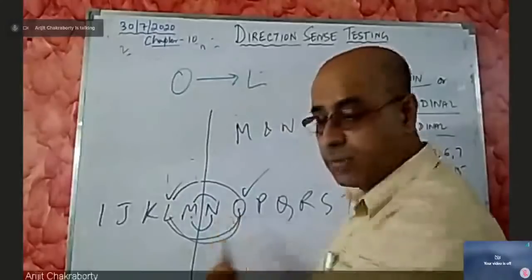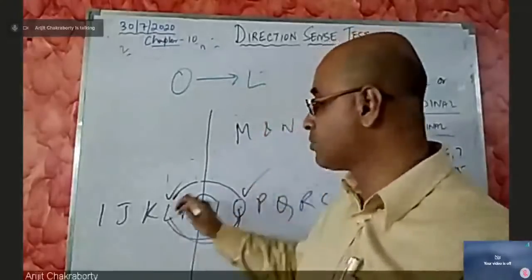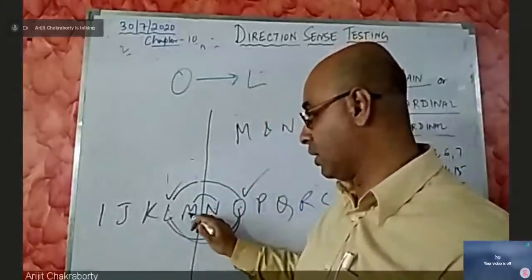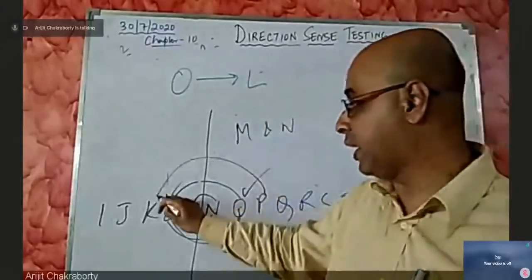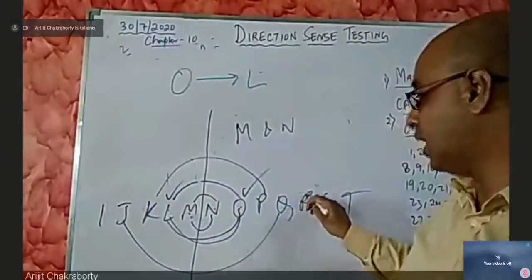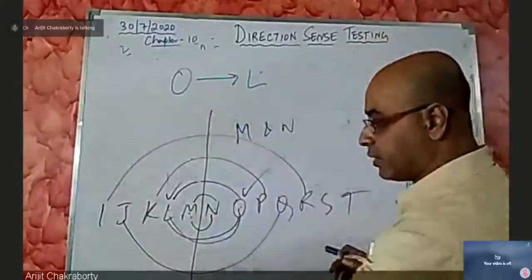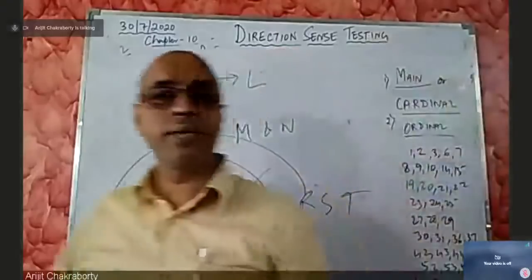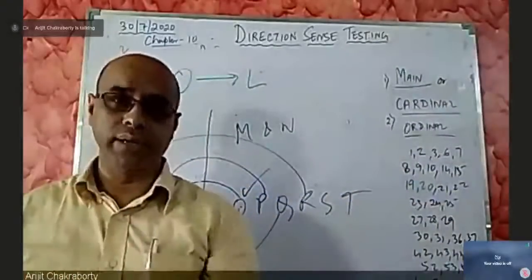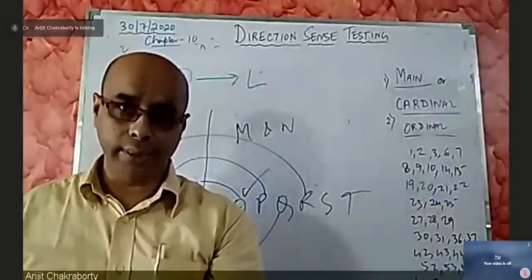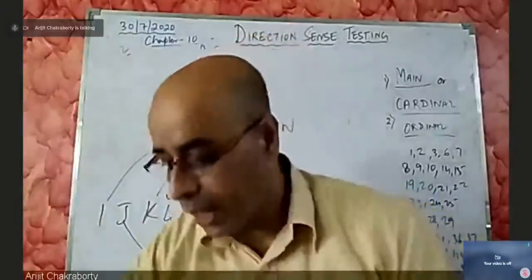That means from this you can understand that if O becomes L, then N will become M. Similarly, P will become K, Q will become J, R will become I. This is symmetry. And we did symmetry in functions. Line of symmetry. It's a mirror image. Fine. I hope it's clear.